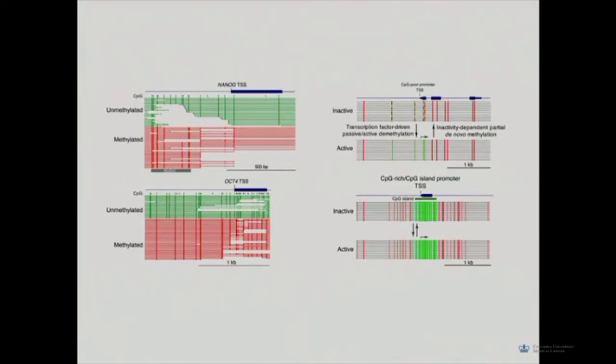So these are CpG poor promoters. You'll notice there's just a few CpGs through this region. And what I think happens is that in the inactive state, long-term inactivity can lead to partial methylation of CpG poor promoters, and that the binding of transcription factors causes their demethylation, whether by an active or passive mechanism isn't clear. But there's a number of transcription factors that when they bind to DNA, have been shown to induce demethylation of local sequences. The CpG-rich or CpG-island promoters are always unmethylated regardless of whether they're expressed or not.